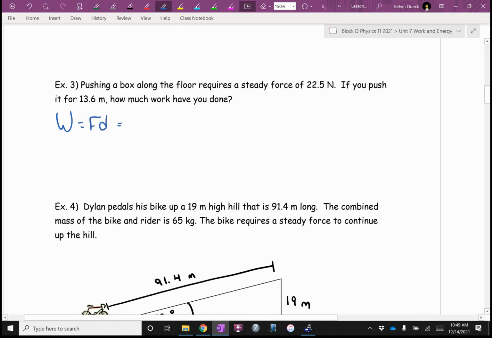Force times distance. Is there a force in this question, Nick? Yeah. Is there a distance in this question, Nick? And everybody, based on reading this, are the force and the distance in the same direction? They seem to be, so we will have work done. It's going to be 22.5 times 13.6, which is what? Sorry? 306? Units. Joules. Direction. Much like your future, there is none. Right?